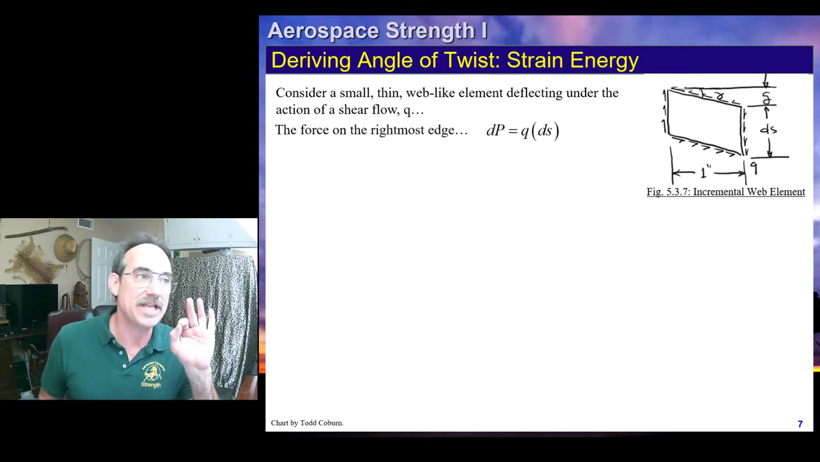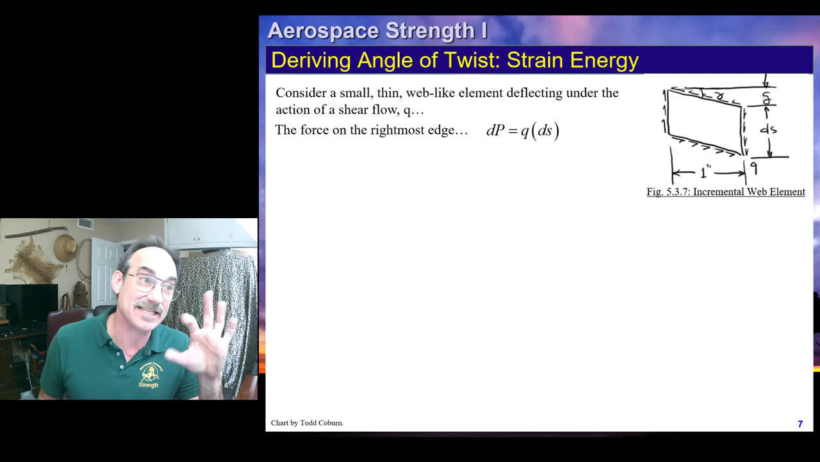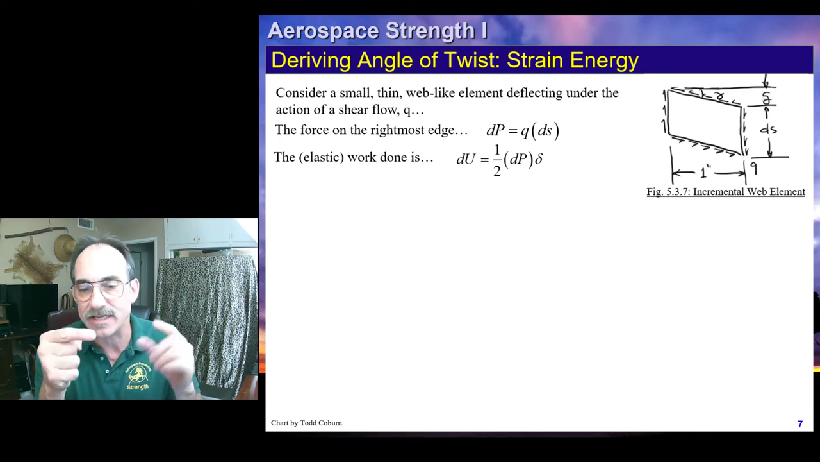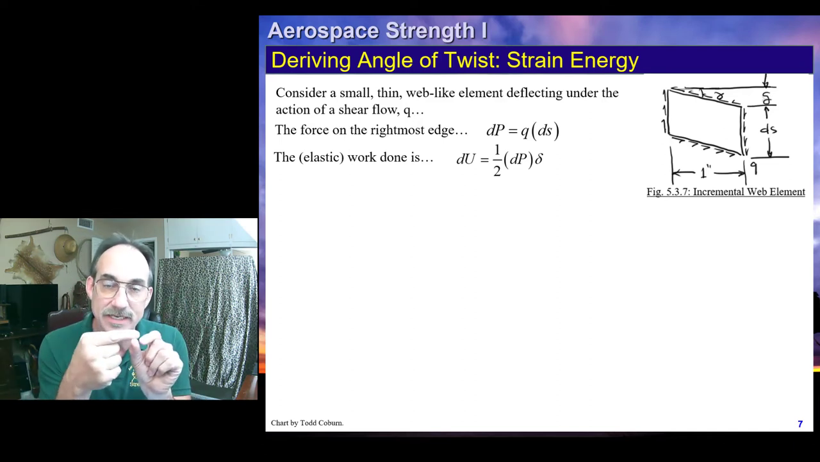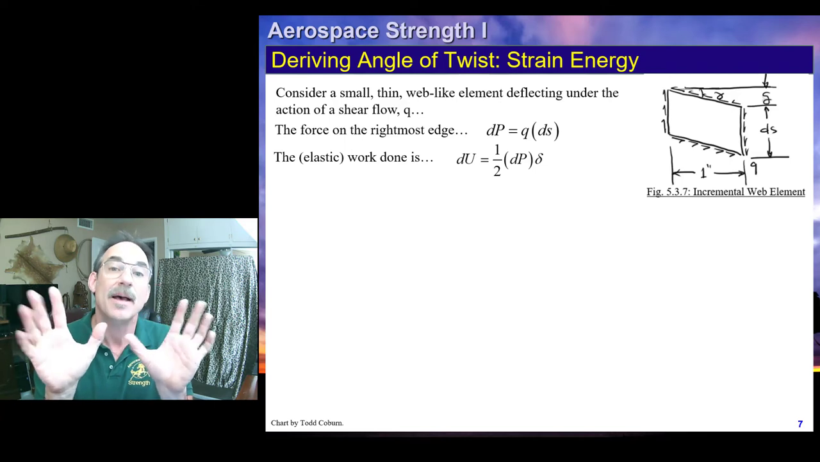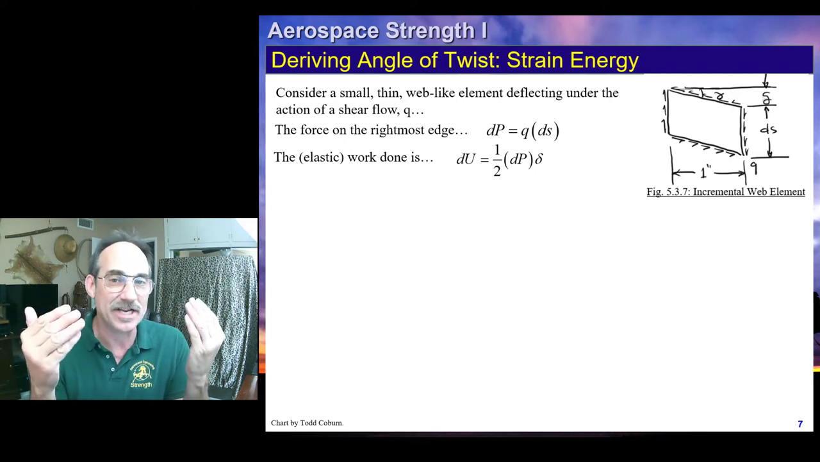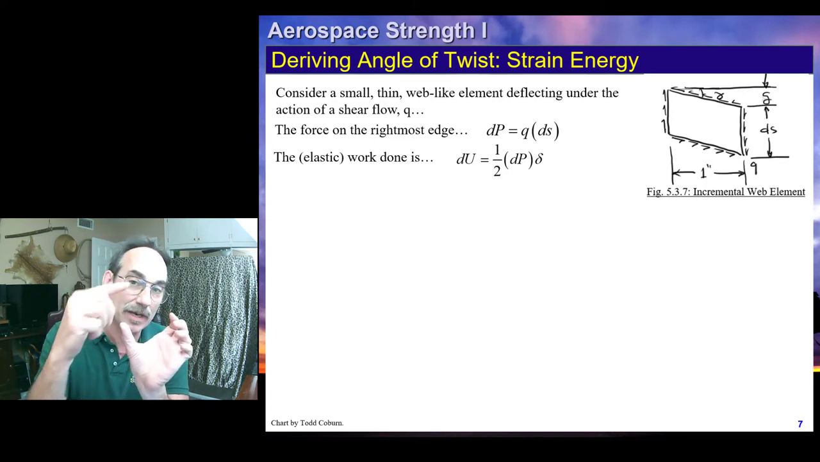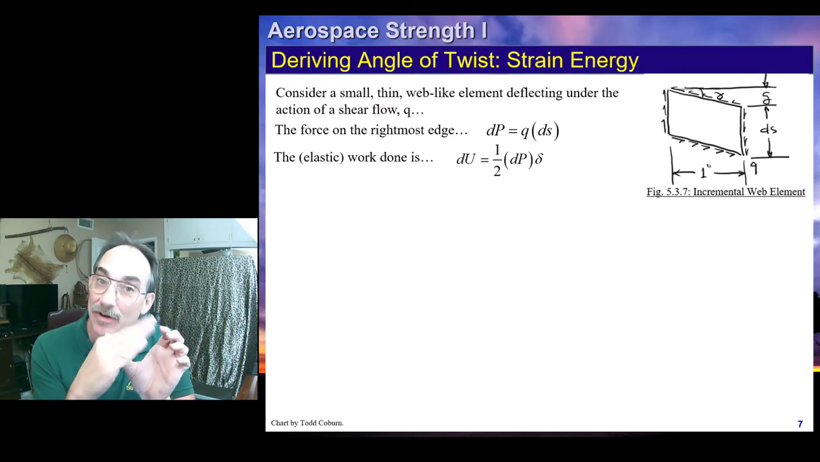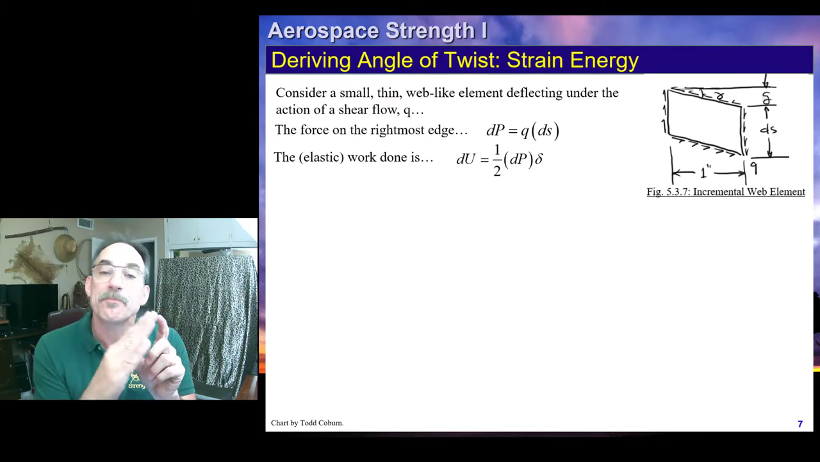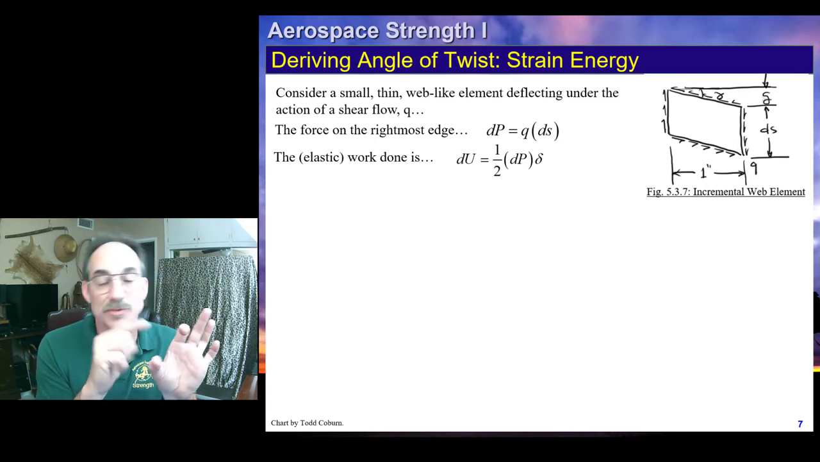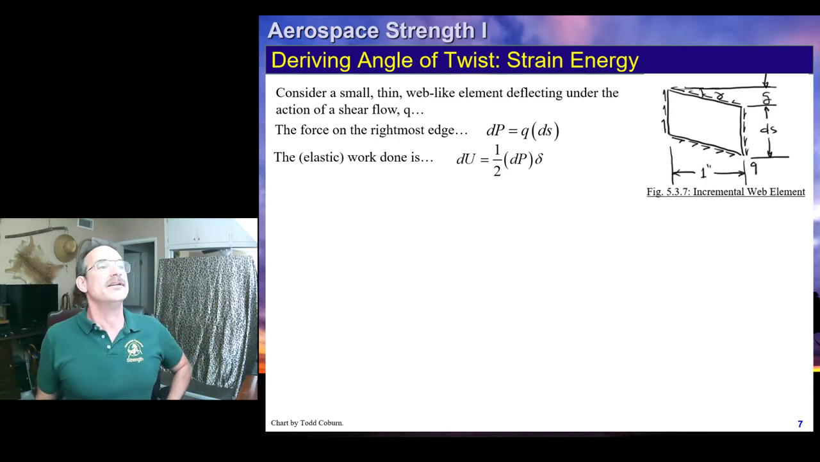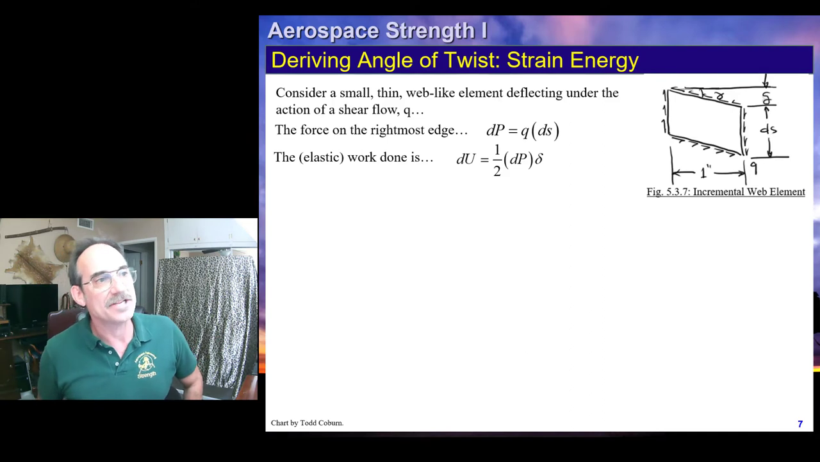The force on the rightmost edge is just going to be that shear flow times the distance ds, okay? The work, now remember, work is just force times distance. If the force is constant while it's moving through a distance, then it's just P delta is the energy. But if we're talking about an elastic energy, that means we're going from zero to some value of force, and as we do that, our deflection is increasing. Then the energy is actually the area under that curve. We saw this back in the first lecture. It's just P times delta times 1/2. That 1/2 just says we're talking about elastic energy, not plastic energy. So that's saying, hey, we've got to be down in the elastic range.